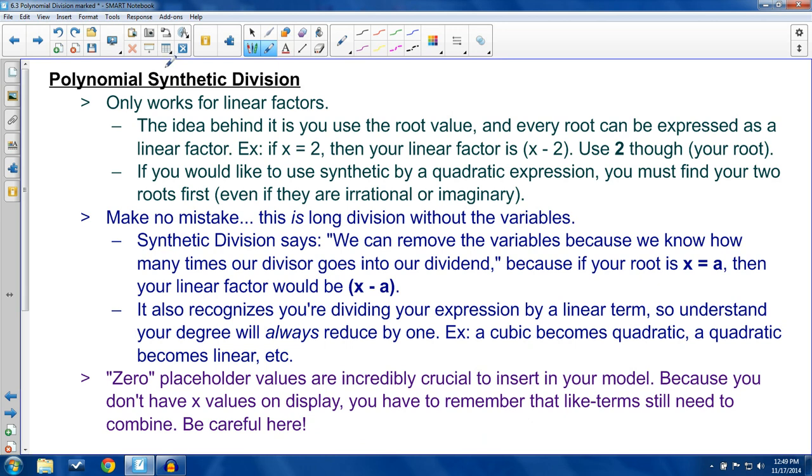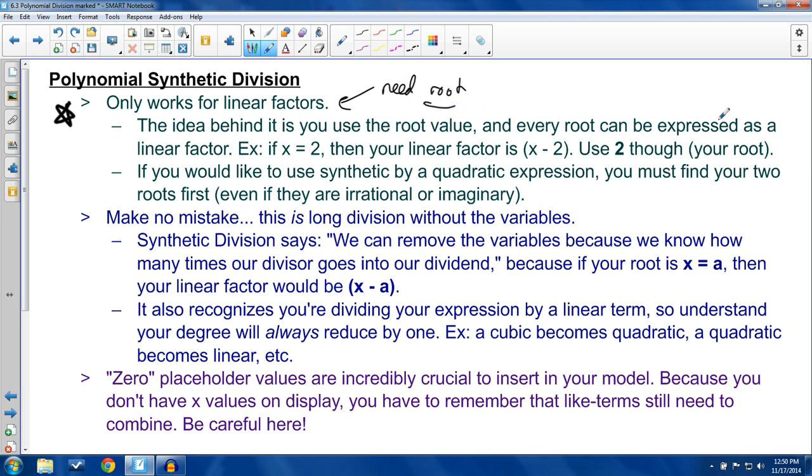Okay, polynomial synthetic division. Now this only works for linear factors. I should really start this guy. This is an important concept here. You can't do this unless you're looking at what one of your roots are. Need the root. Super important. Okay, the idea behind synthetic division is that you use that root value.